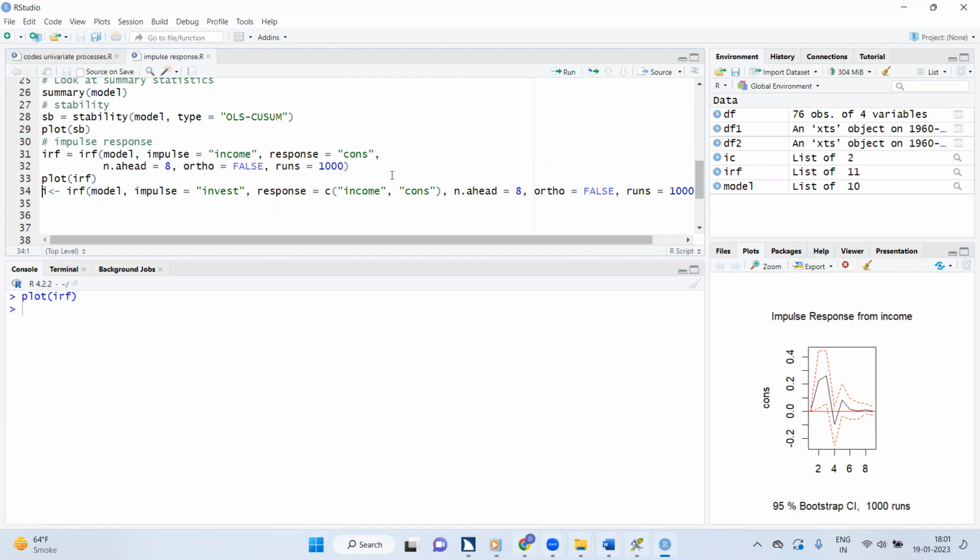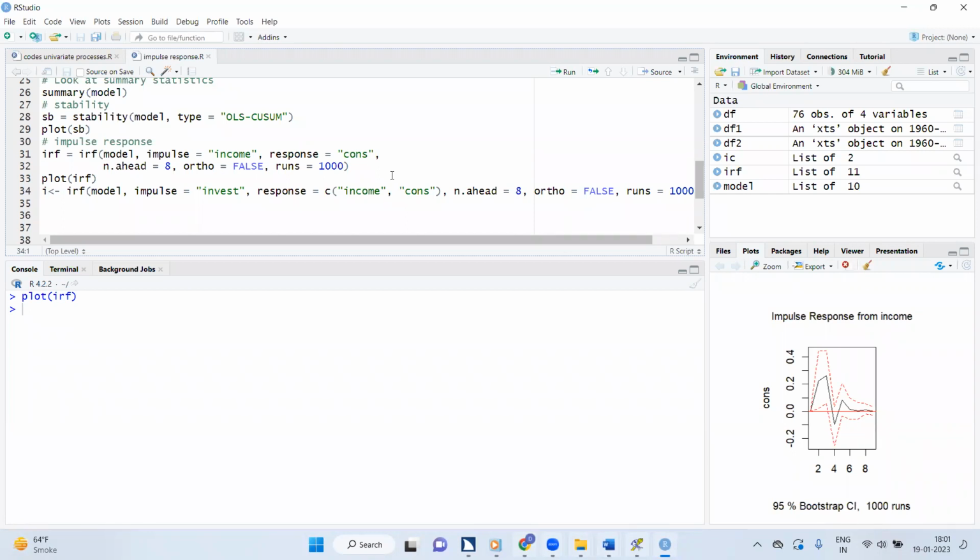Okay, so look at this. If you see it, initially there is a positive response of consumption to a shock in income. Okay, and then suddenly it reaches 0. You see, that means it reaches 0. And you see the confidence interval. These 2 lines around the solid line are the confidence bands.